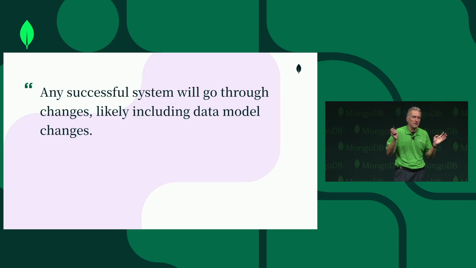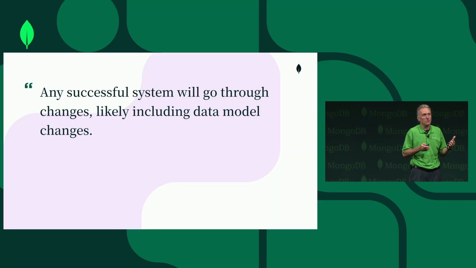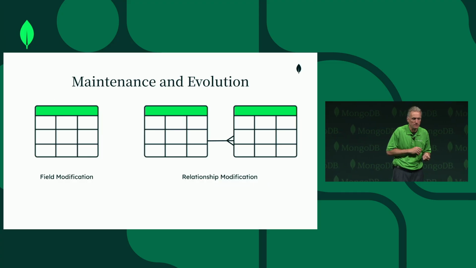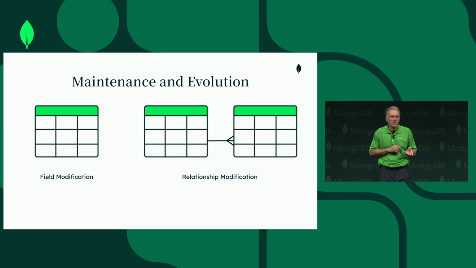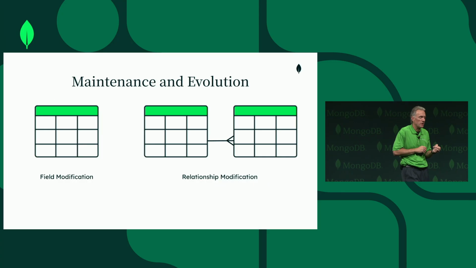Well, the first principle here is that the question is not if you're going to have changes, you will. It's more when you're going to have to make changes to your schema. Two types of modification are, for example, field modification. That's pretty easy. Relational databases handle that pretty easily. Alter table, do whatever you want.